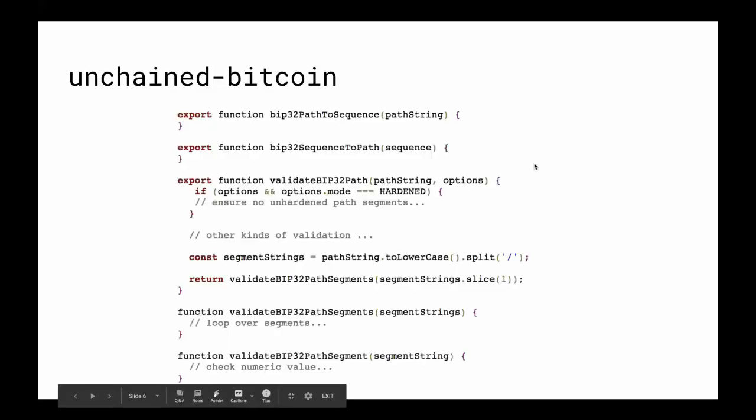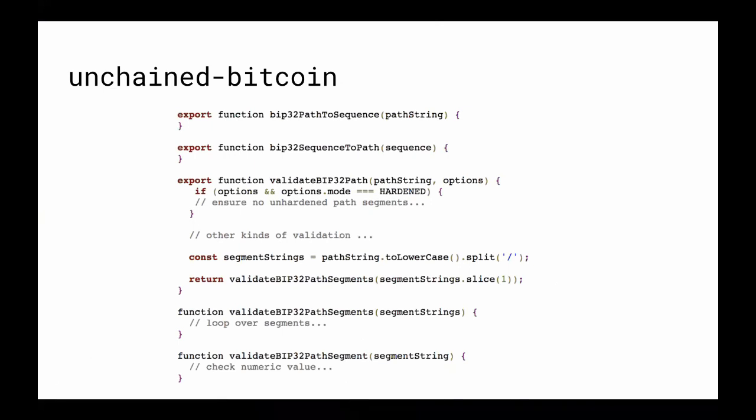Some of the features, some of the functions from Unchained Bitcoin are displayed below. I haven't shown the bodies, but you can imagine what these functions do. They're just simple utility functions that anybody who's worked with multisig, hardware wallets, or external sources of signatures is going to need. And they're just not implemented in Bitcoin JS lib, and they're not consistently implemented in other libraries.